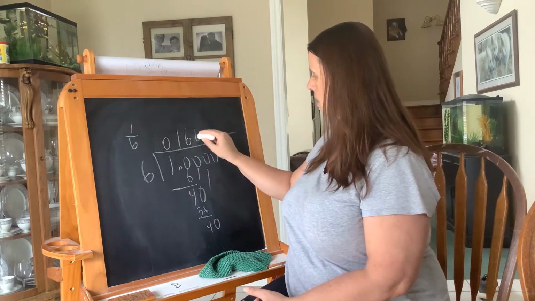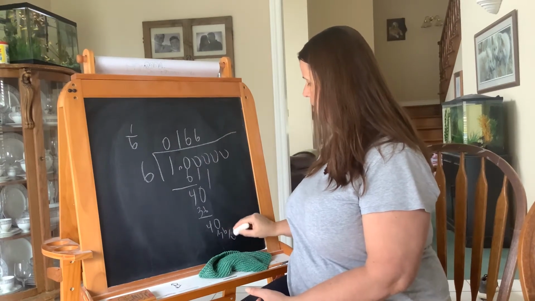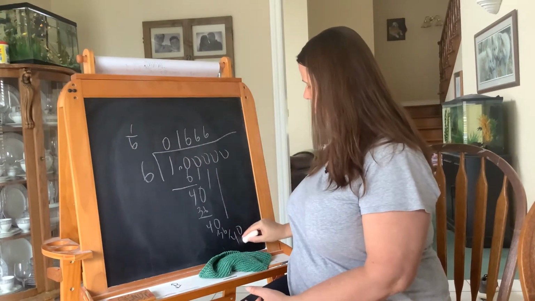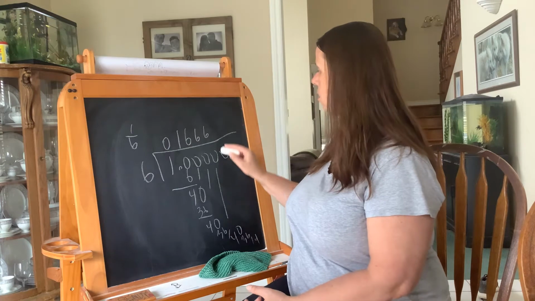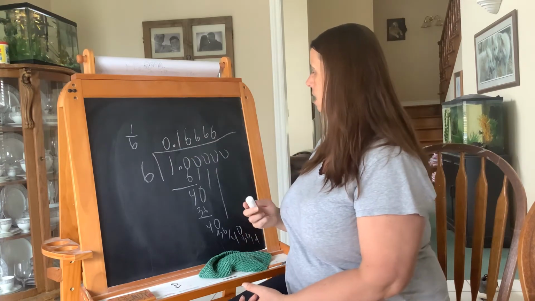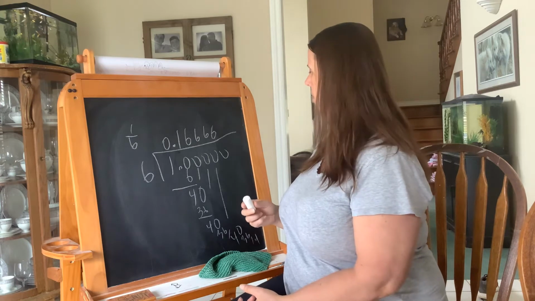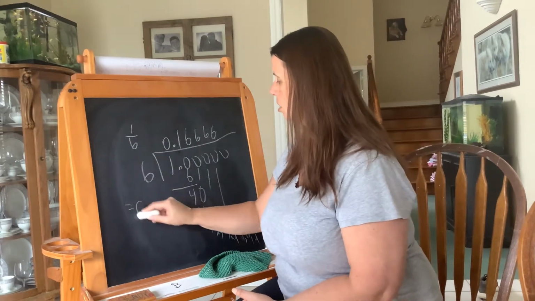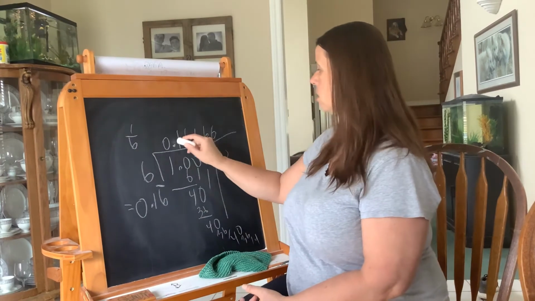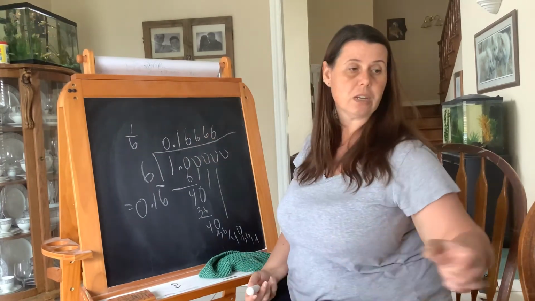6 goes into 46 times, 36, 4 left over. Drop it. I think you can see where this is going, right? 0.166666666 forever. So to write that in bar notation, we'd have 0.16 with a bar just over the 6, not over the 1. It doesn't repeat.